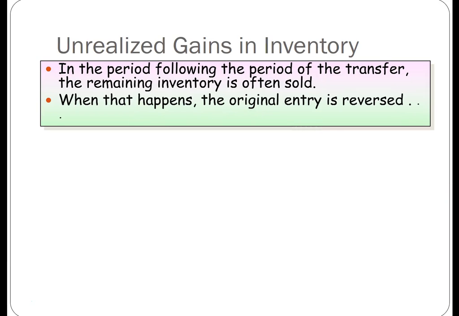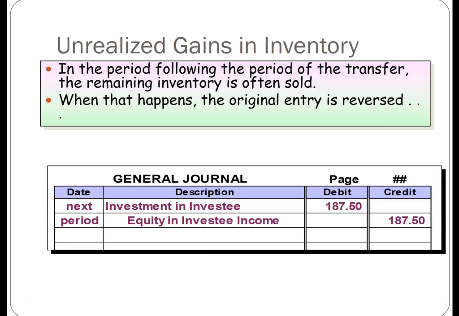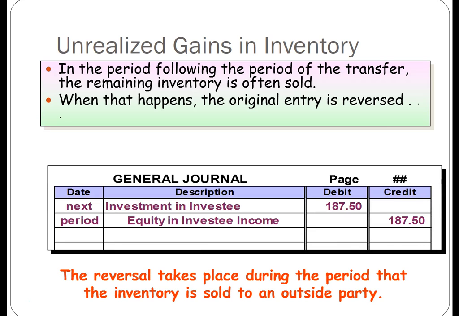Now, in the period following the period of transfer, the remaining inventory is usually assumed to be sold. So what happens is that we need to reverse out that entry. So the reversal takes place during the period that the inventory is sold to an outside party. Now let's look at an actual example.